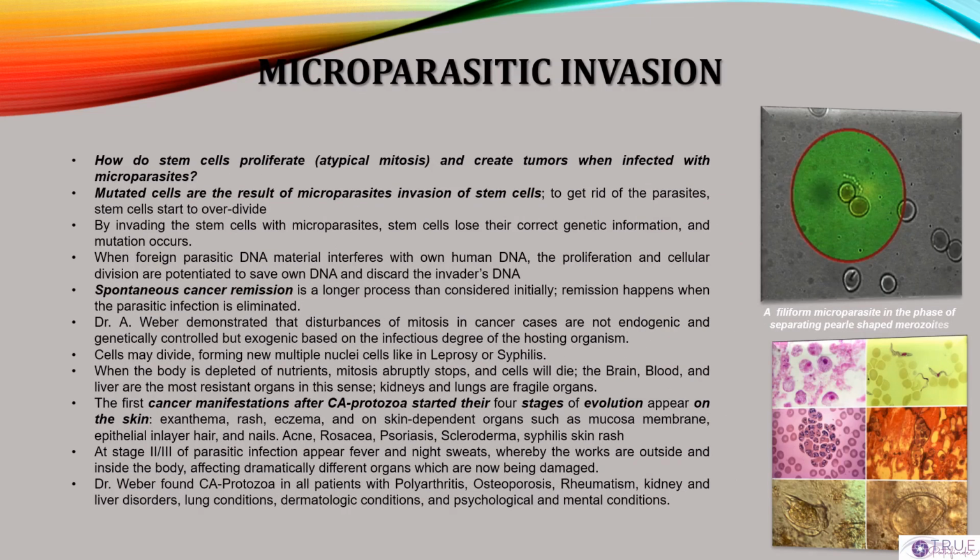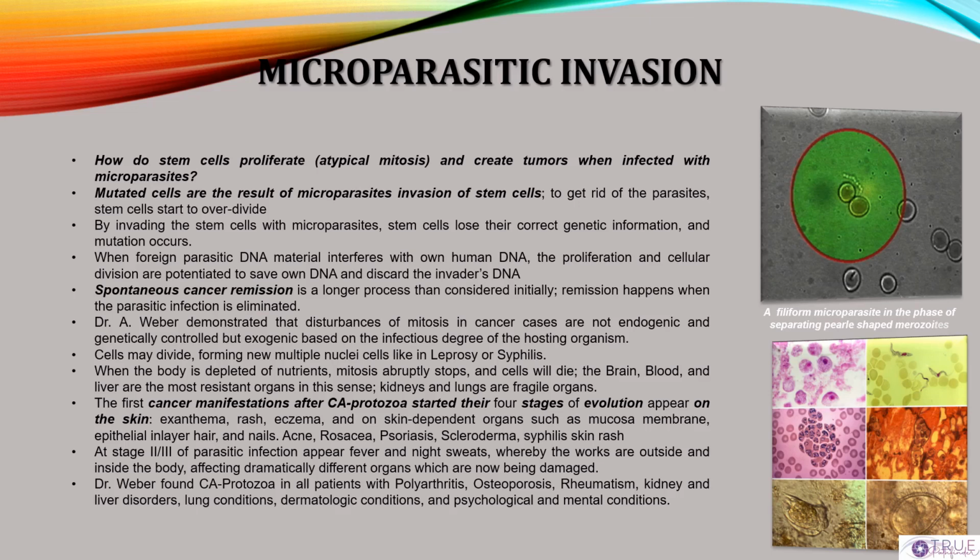How do stem cells proliferate and create tumors when they are infected or overburdened by these microparasites? Well, the mutated cells are the result of the microparasites invading the stem cells. As we have already discussed, to get rid of the parasites, the stem cells start to overdivide. Through this invasion of the stem cells by the microparasites, they lose their correct genetic information eventually, and mutation occurs as a result. When foreign parasitic DNA material interferes with our own human DNA, the proliferation and cellular division are potentiated to save our own DNA and discard the invader DNA.